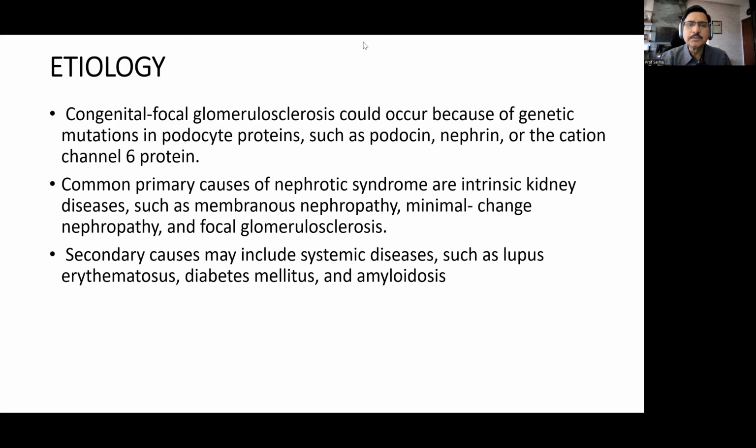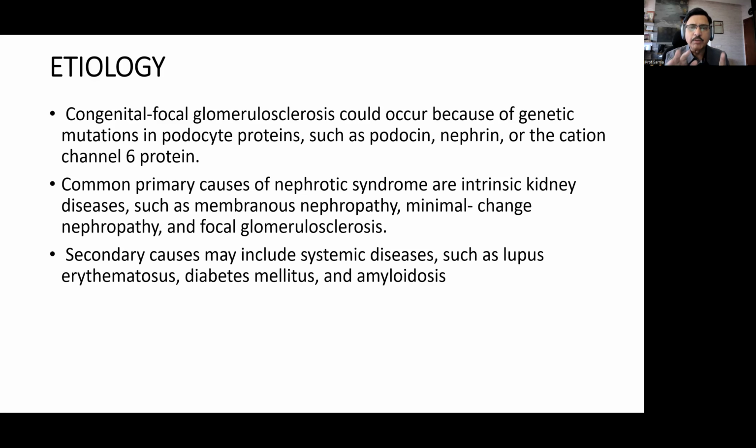What is the common cause? Minimal change disease. Membranous nephropathy. There is a one-third rule. What is that one-third rule? In adults, one-third belong to the minimal change disease. One-third belong to the membranous nephropathy. One-third belong to focal glomerular sclerosis progressing onto global glomerular sclerosis. Understand? In the adults. Whereas in children, 85% is minimal change disease. 10% is membranous disease. 5% only is the focal.